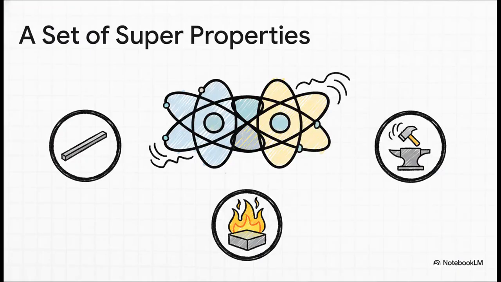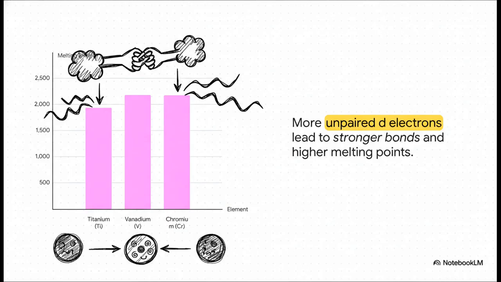Because all those d orbital electrons are available for bonding, transition metals form these incredibly strong connections between their atoms. It's why they're so hard and strong, but you can still stretch and shape them. It also means it takes a massive amount of energy to melt them or to pull their atoms apart. And you can see this trend so clearly on this chart. As we move toward the middle of the D block, where you have more of those unpaired d electrons ready for bonding, the melting points just skyrocket.